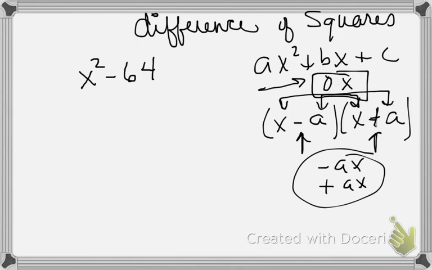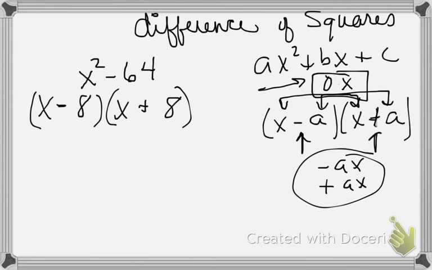So if I look at this, I'm going to put a couple parentheses here. I have an x squared. Well, I know x times x is x squared. I know 64 is a perfect square because 8 times 8 is 64. Now, since there's a negative in here, I know I could have a negative times a positive and get a negative. Now look, these are the difference of two squares. See how they're exactly the same except one is a negative, one's a positive.